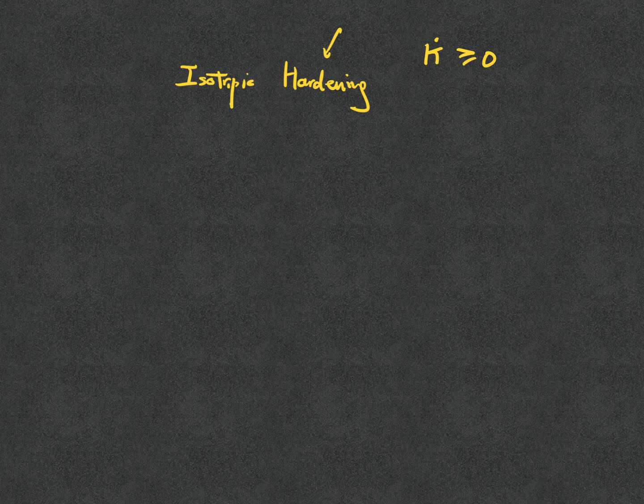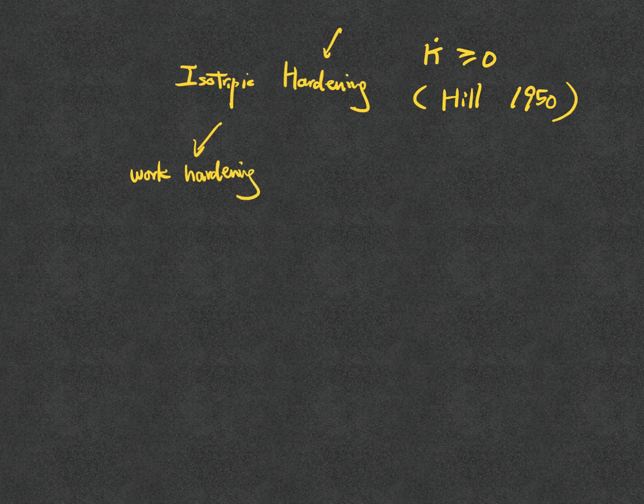Isotropic hardening, we can see the literature from Rodney Hill in 1950 from Cambridge. There are two famous types of isotropic hardening that are commonly observed in experiment. One is called work hardening. Another type is called strain hardening.